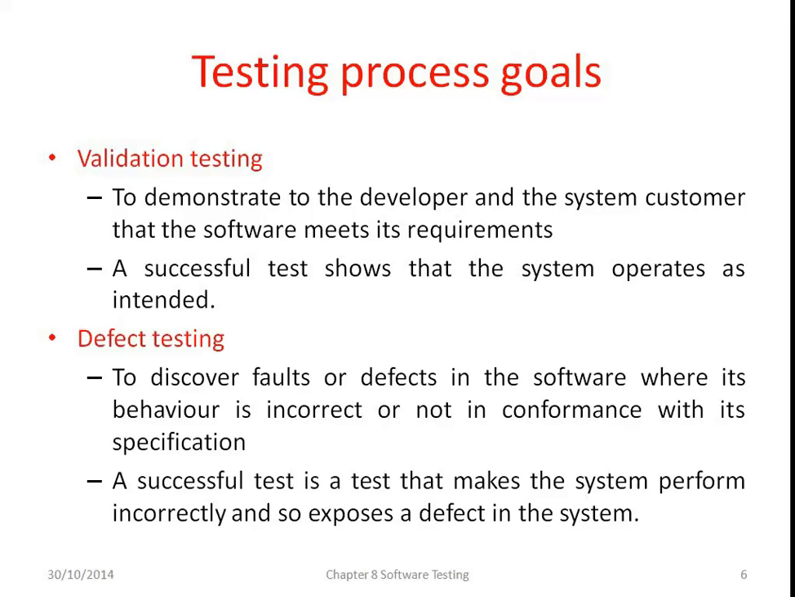Validation testing means demonstrating to the developers and system customers that the software meets its requirements. A successful test shows that the system operates as intended. Defect testing is to discover faults or defects in the software where its behavior is incorrect or does not conform to its specification. A successful test is one that makes the system perform incorrectly and so exposes a defect in the system.